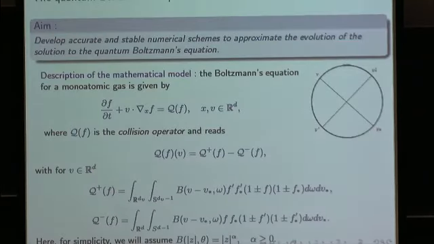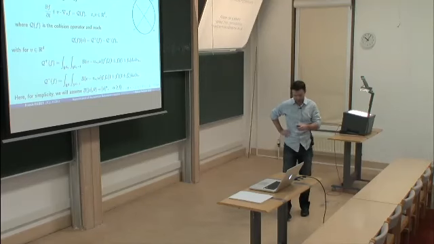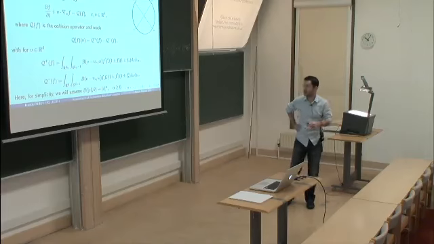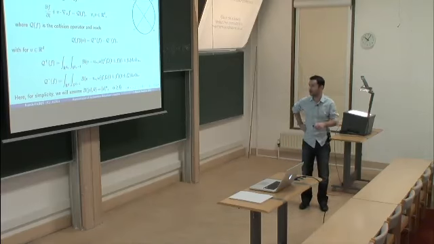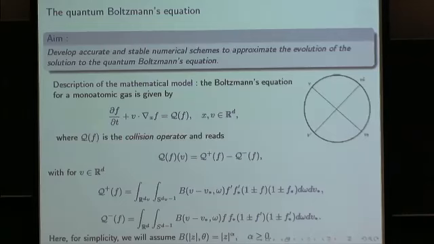So first, the aim of this work will be in two parts. First, I want to develop some accurate numerical method for the approximation of the Boltzmann equation that is written here. So of course everybody knows that here f, the distribution function, depends on time, position x, and velocity v.